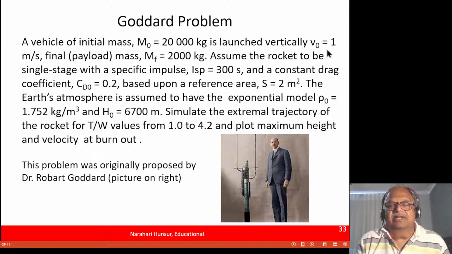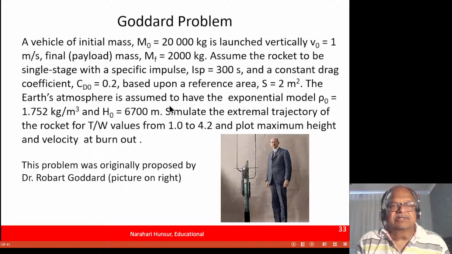It is launched vertically, with an initial velocity of 1 meter per second. To avoid some numerical error, I just put 1 meter per second. Final payload mass should be 2,000 kgs. That's what you want to put into orbit. Assume the rocket to be a single stage with a specific impulse of 300 seconds and a constant drag coefficient of CD naught based upon a reference area of S equal to 2 meters squared. So I have CD, I have area, then if I have the velocity, I'll have the drag loss.